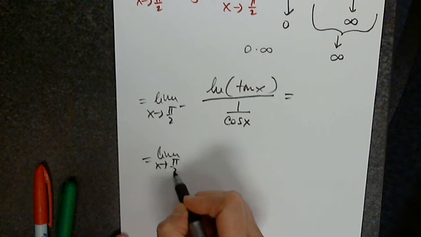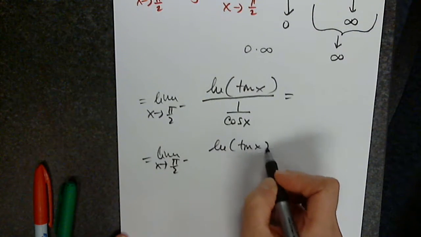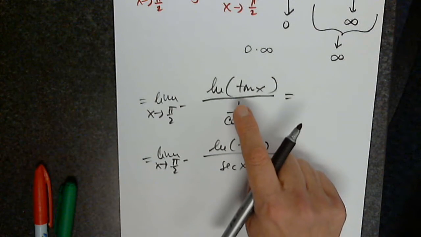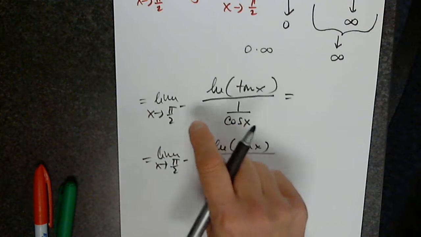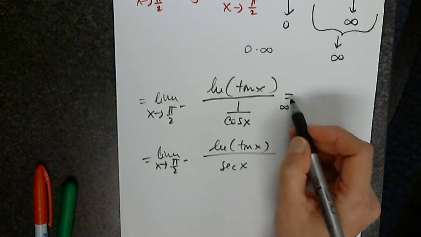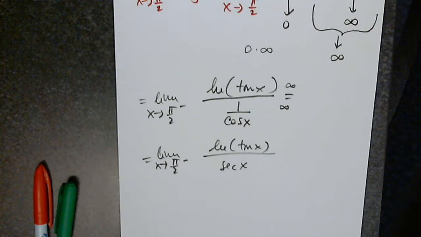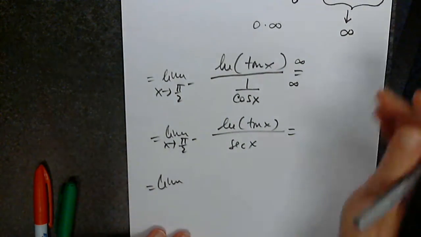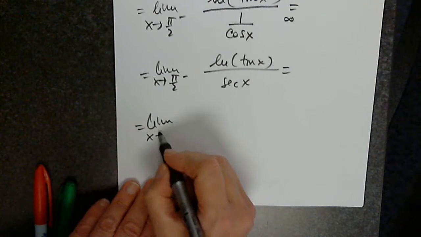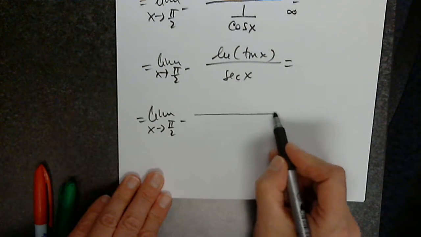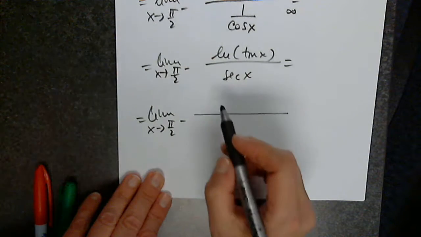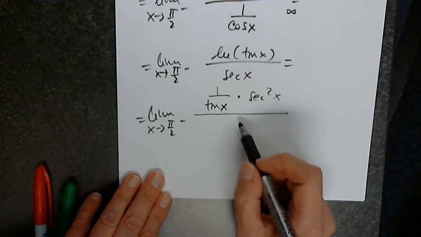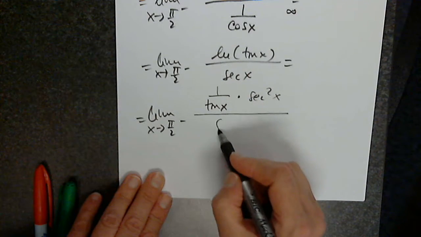So this is the limit as x approaches pi over 2 from the left of natural log tangent x over secant x. Plugging in, 1 over 0 from the left is infinity over infinity. So this is the limit as x approaches pi over 2 from the left of 1 over tangent x multiplied by secant squared x, over the derivative of secant, which is secant tangent.